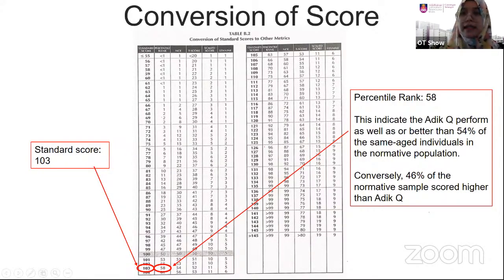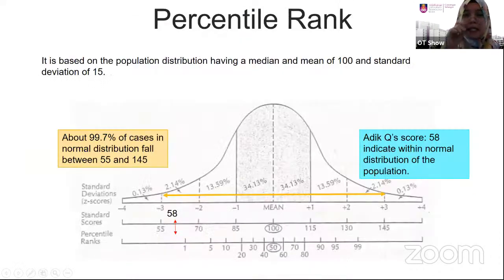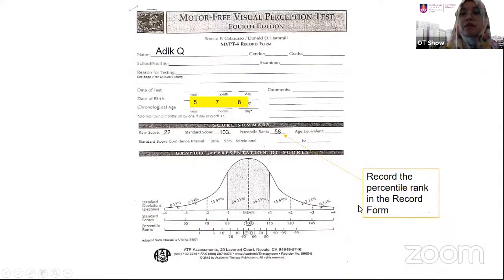Ada apa-apa soalan tak setakat ni? Okay, kita teruskan lagi ya. Okay, ni percentile dia. So adik Q dia punya percentile rank 58%. Okay, dah dapat tu mesti rekodkan di bahagian yang sama. Kena ingat tak boleh skip sebab nanti kalau kita skip kita dah lost dia punya scoring summary.